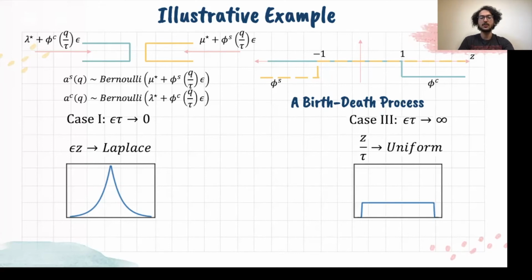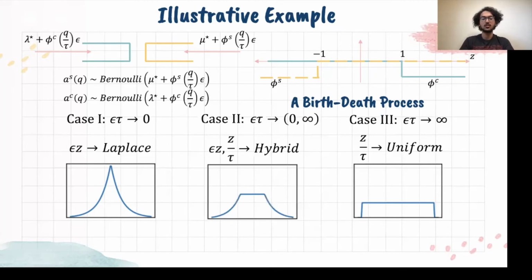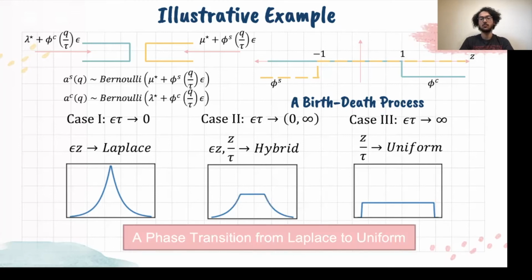Next, when epsilon tau converges to infinity, we observe that z by tau converges to a uniform distribution. This can be interpreted by considering the case when epsilon is constant and tau converges to infinity. Outside the threshold tau, there is a non-zero drift that pulls the system back into the threshold, which results in a uniform distribution between the thresholds. Lastly, when epsilon tau converges to a constant, we observe a hybrid of the Laplace and uniform distribution, which clearly illustrates a phase transition from Laplace to a uniform distribution.